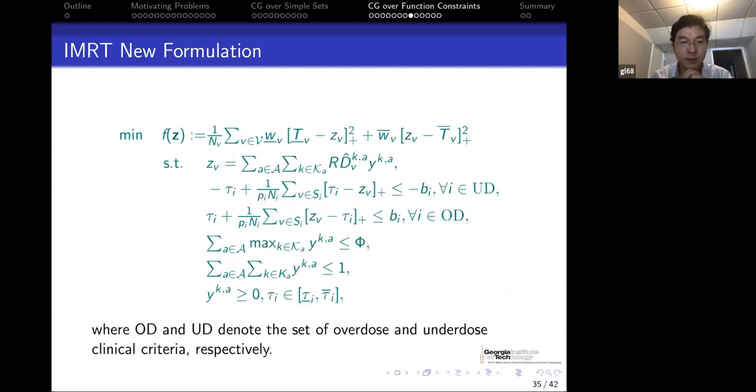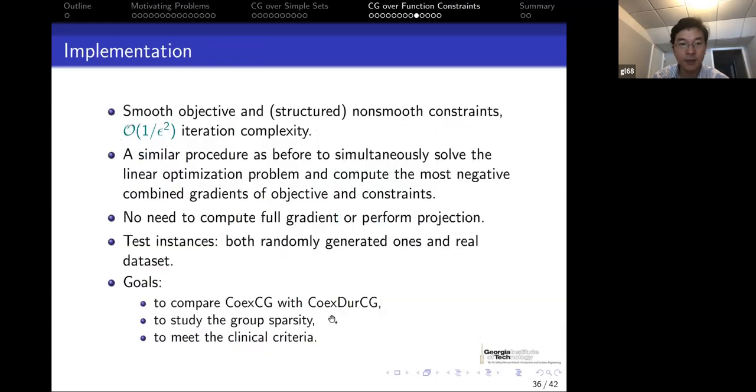In the end, we have this. We still want to minimize this quadratic penalty, subject to the group sparsity constraint, the simplex constraint, and some non-negativity constraint and a box constraint. In this problem, we have a smooth objective function, a structured non-smooth constraint, and a simplex plus box constraint. So we can apply the algorithms that we developed for solving this problem.